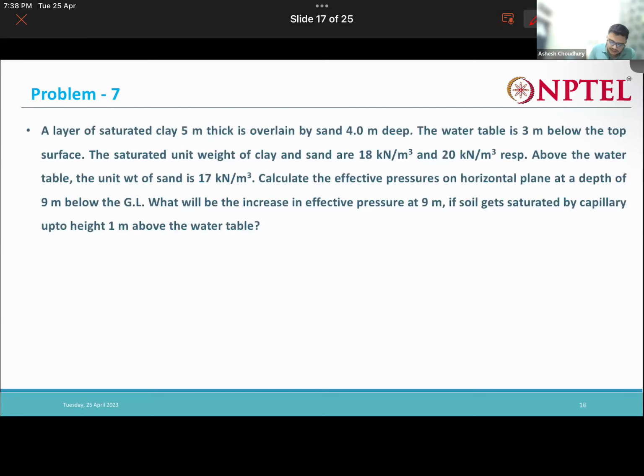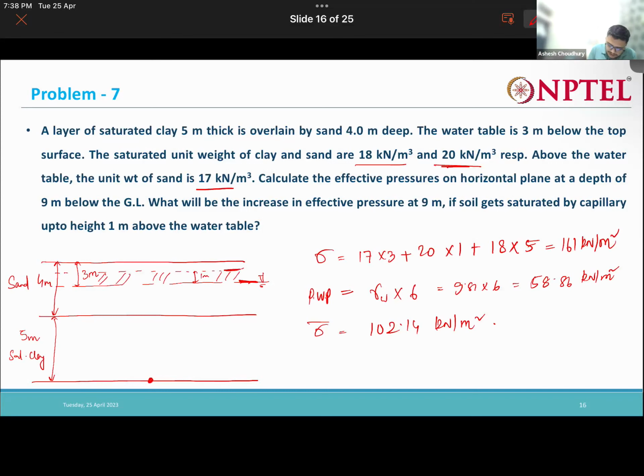So the only change: if you are asked what is the pore water pressure at this level, then you can say that it is -1 into gamma W. Otherwise, no change. At other points, there won't be any change. If someone asks what the pore water pressure is at this level, then previously it was 0, now it will be -9.8.